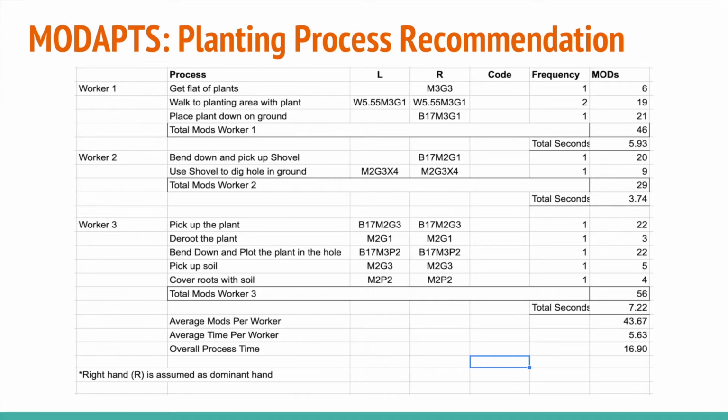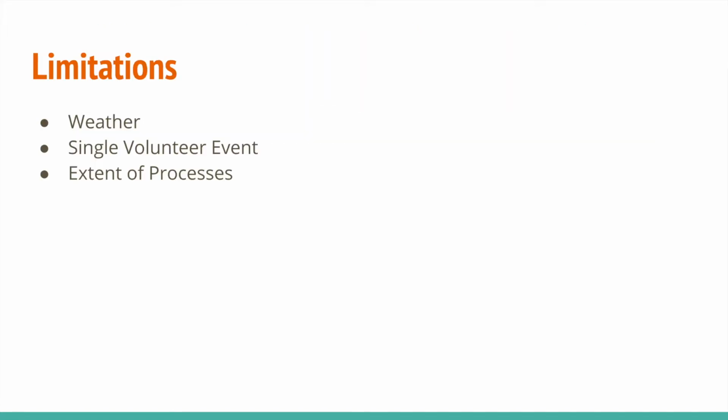Our average mods per worker was 43.67, with an average time of 5.63 seconds and an overall process time of 16.9 seconds. The three main limitations that we identified were weather, single volunteer event, and extended processes. For weather, we said that since the weather now is very cold, icy, and snowy, there are no rain garden volunteer events for us to observe.